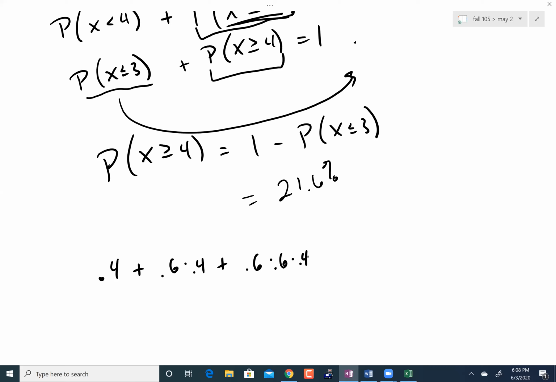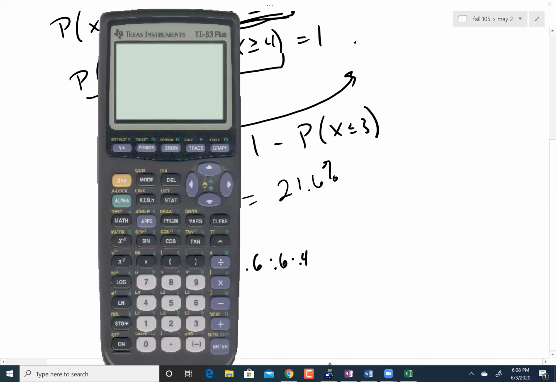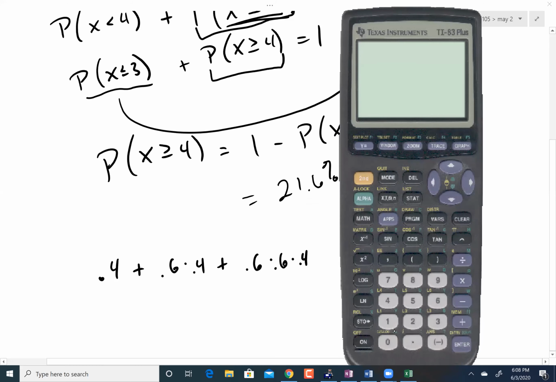I'll pull up a quick calculator here. That's 40%. So look at 0.4 plus 0.24 plus 0.24 times 0.6, I guess. So that's 78.4%. And that means the other 21.6% is above that, which is what we just found. But again, the CDF is a beautiful thing to use.